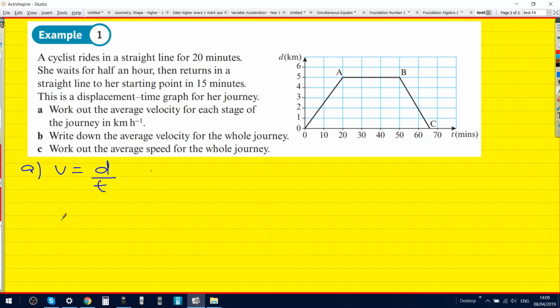5,000 over 20 if we're doing meters, but 5 over 20 for kilometers, so a quarter. Yeah, so let's say 0.25. And then the next bit? 0 over 30, so just 0. Yeah. And then minus 5 over 15, so minus a third. Minus 0.3 recurring. So minus a third, yeah. Okay. And so what do we get for that?